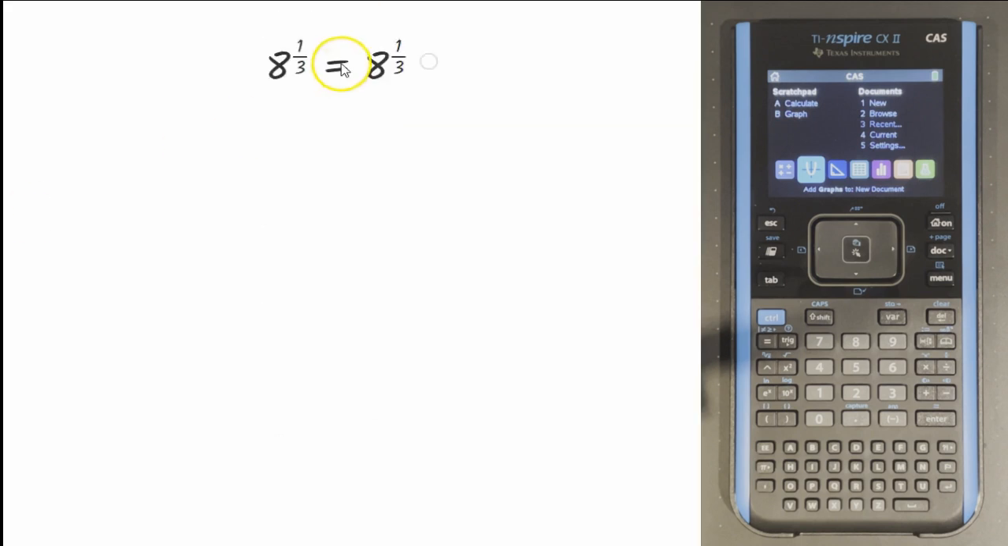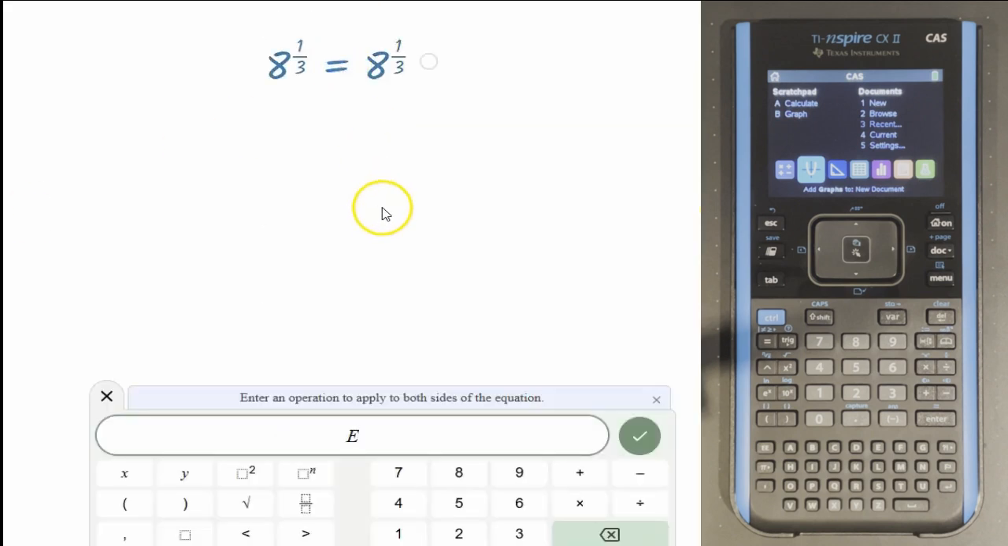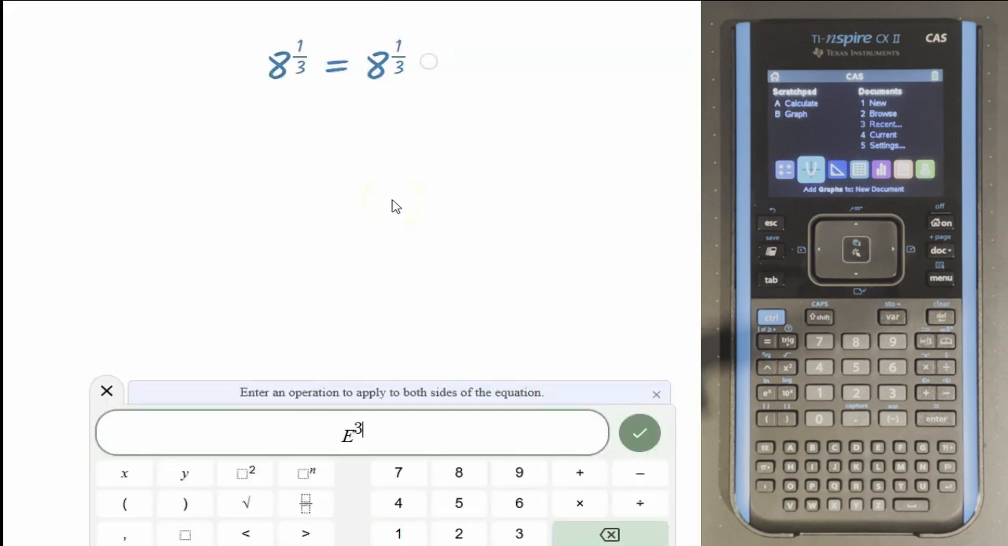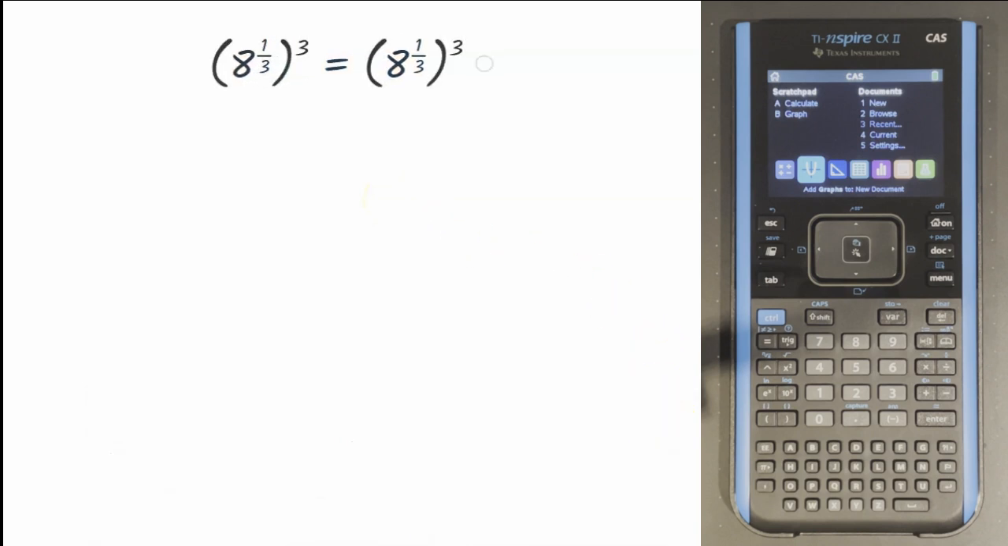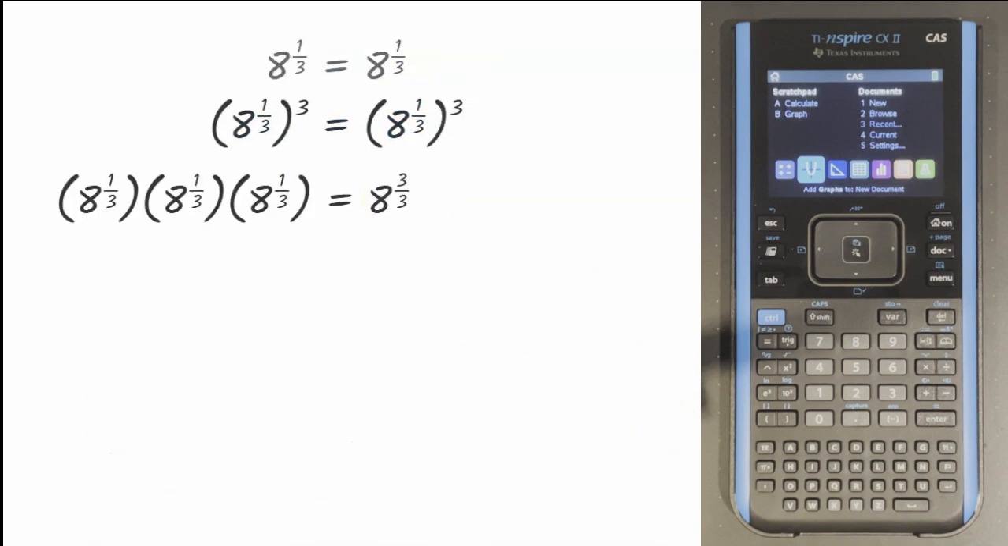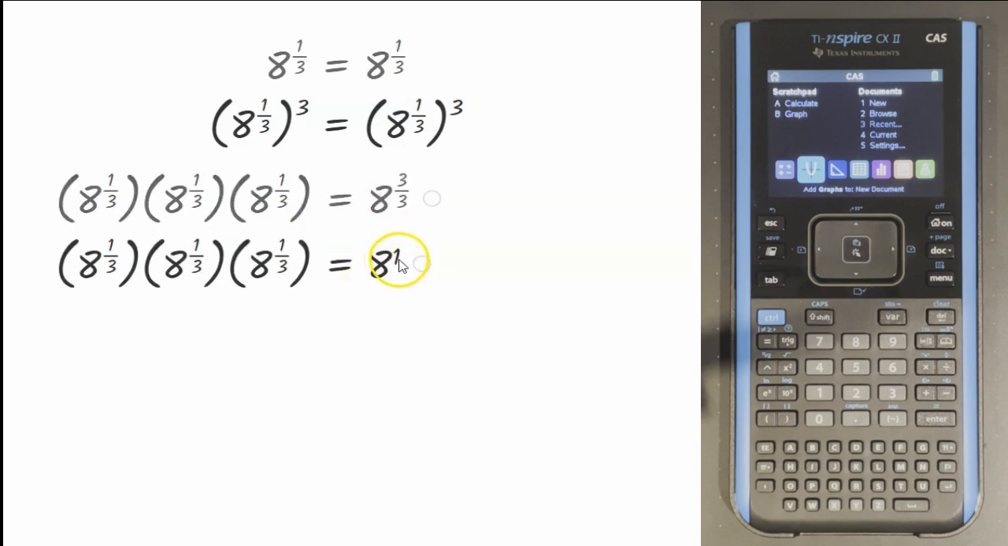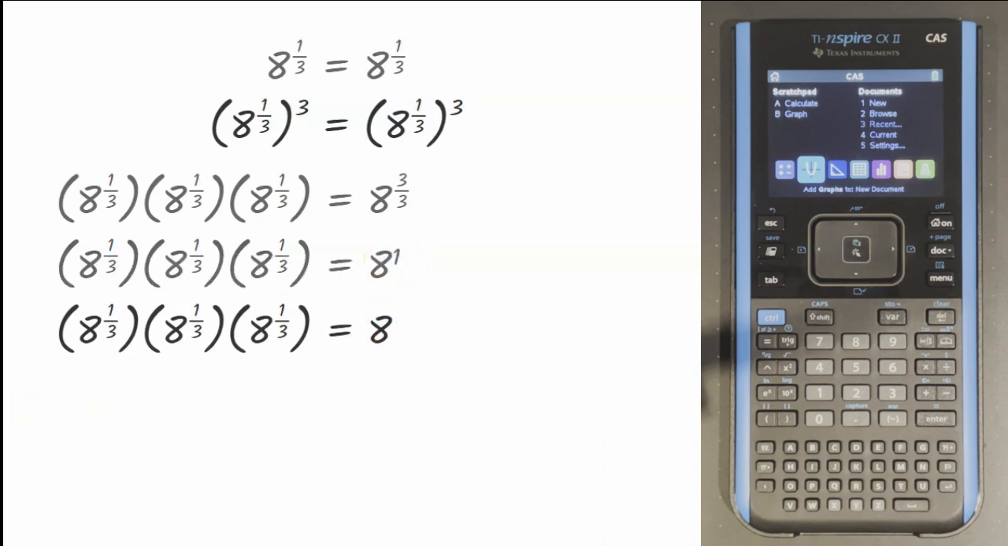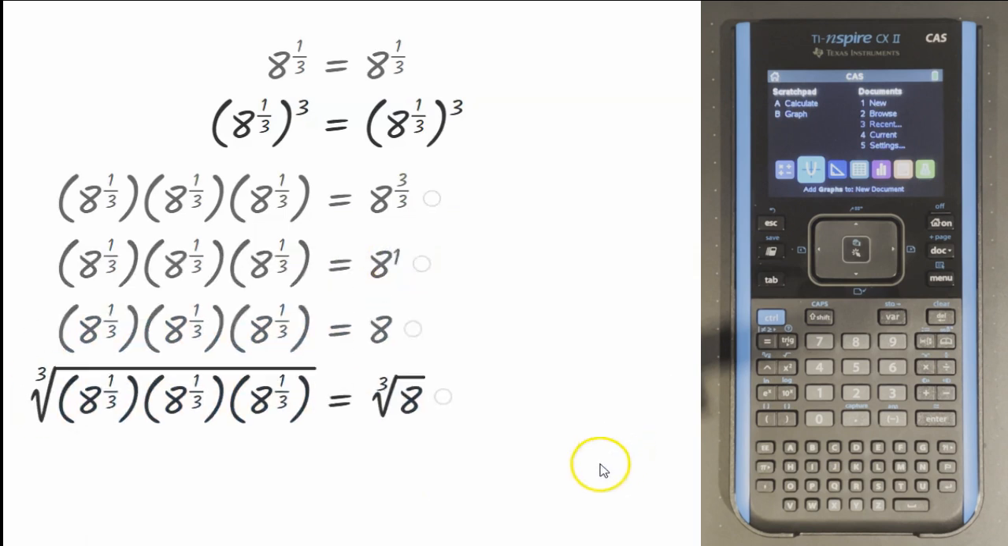All right, but what do we do with rational exponents? Well, let's take 8 to the 1/3, for example. We're going to cube both sides. But on one side, we're just going to multiply it by itself 3 times. And on the other side, we're going to apply the power to a power rule, where we multiply 1/3 by 3. Then we notice that 8 to the power of 1/3 is actually just the cubic root of 8.